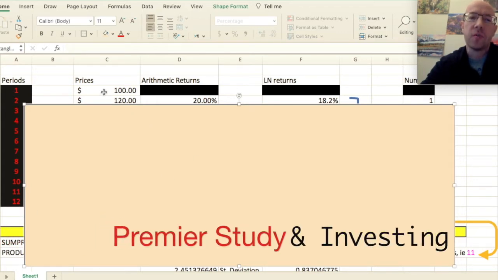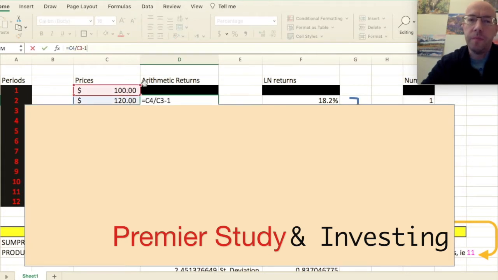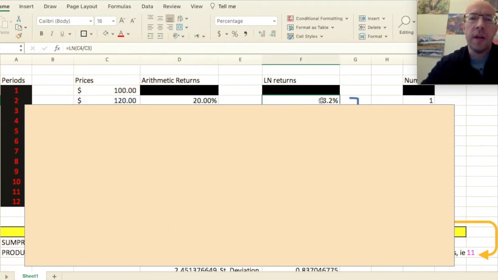I have a stock that's worth $100 in period 1. It goes to $120. Most of us would say we just gained 20 bucks on a $100 investment, a 20% return. That makes perfect sense. This is just the blue divided by the red minus 1. If we use the natural log formula, which is equal sign ln, open parentheses, the blue divided by the red, close parentheses, it gives us a return of 18.2%.